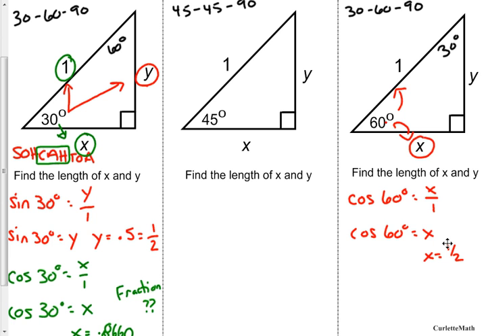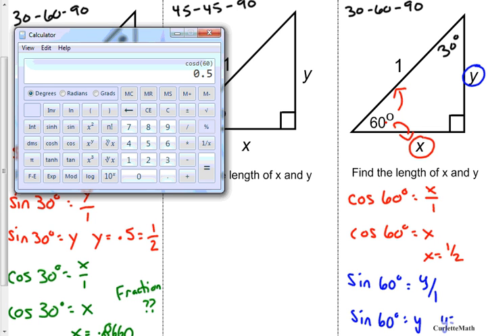Well, let's look at y. The sine of 60 degrees is going to equal y divided by 1. So the sine of 60 degrees is going to equal y. Let's see what happens when I plug in y here. Clear it out, 60, sine, I get 0.8660.